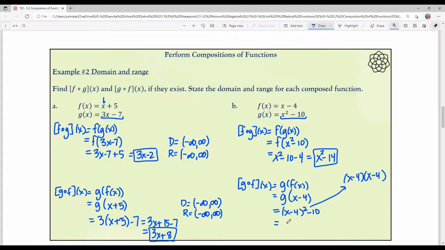So if we double distribute that out, we get X squared minus 4X plus 16, and that minus 10 is still there. If I collect like terms, I get X squared minus 8X plus 6.